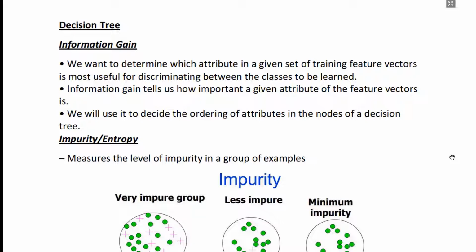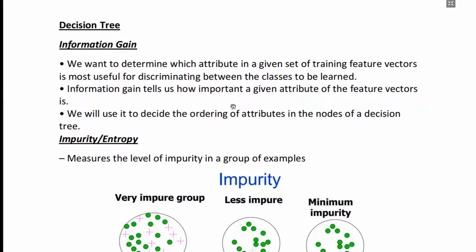So in this particular document we are discussing three terminologies. One is the information gain, another one is the impurity or entropy, and the last one is the gain. So let us start with the information gain here. We want to determine which attribute in a given set of training feature vectors is most useful for discriminating between the classes to be learned. So that is the first thing we want to find out: which is the feature with the help of which you can go for the discrimination between the classes of the outcome.